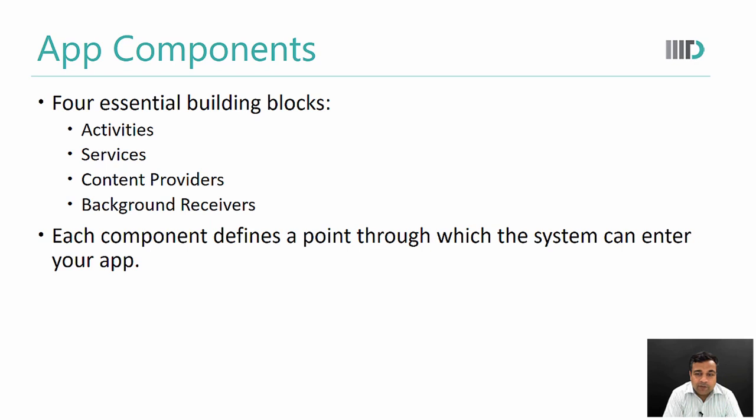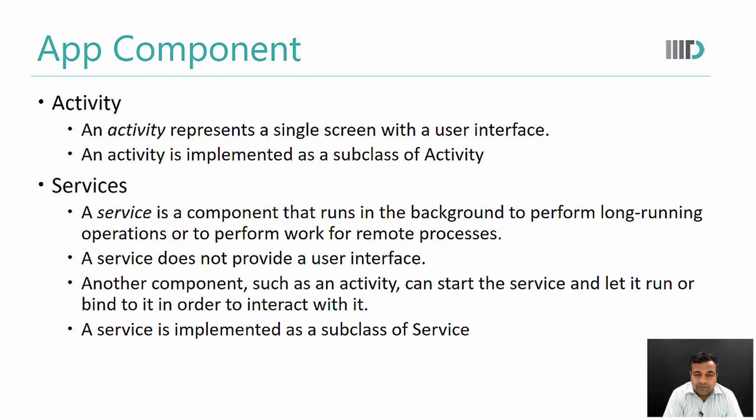Each of these components defines a point through which the system can enter your application. Activity. As you have already seen, an activity represents a single screen with a user interface, and an activity is implemented as a subclass of the activity class. For example, if you have an email app, then there may be an activity that shows you the list of new emails, another activity to compose an email, and another activity for reading emails.